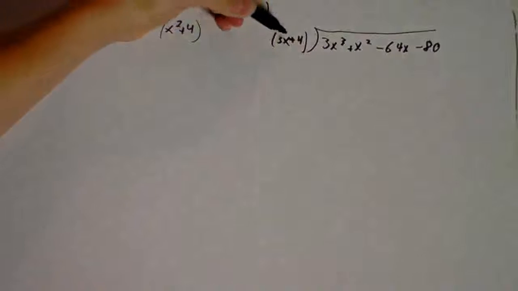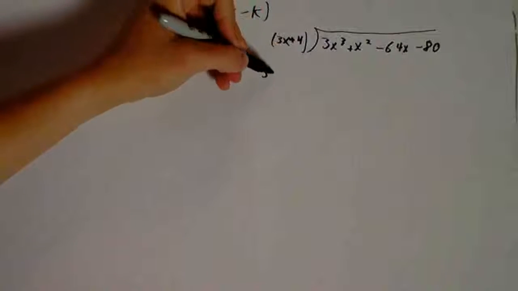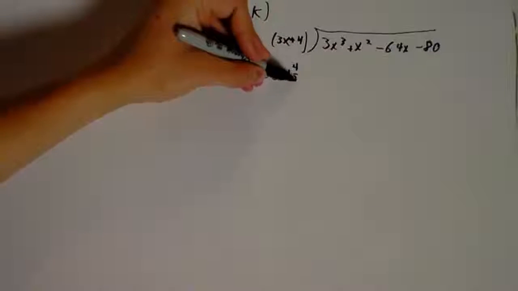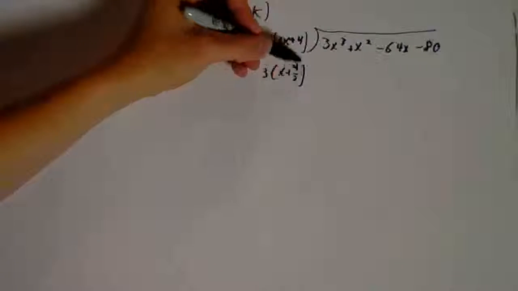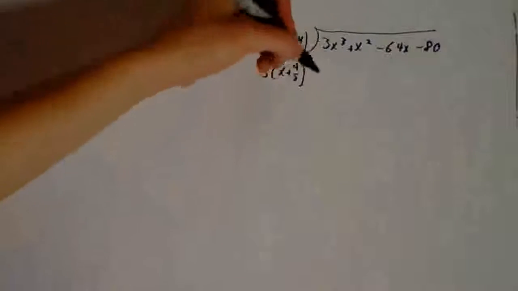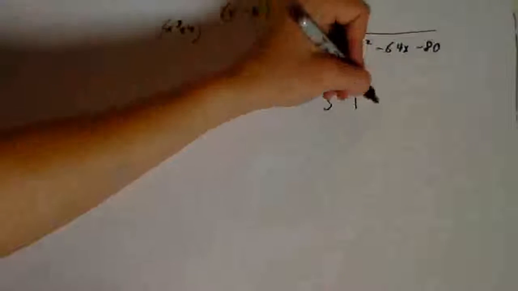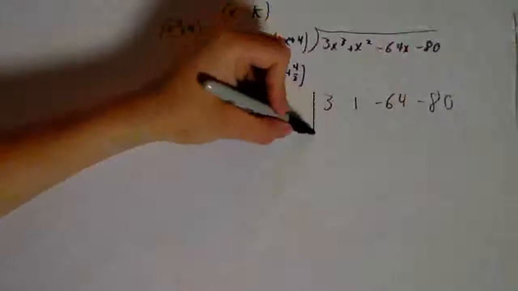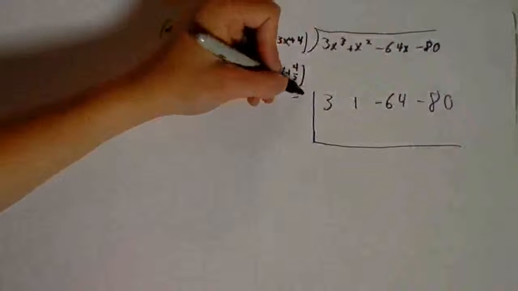What I'm going to have to do is rewrite this. So here's what I can do. I can factor 3 out and get 3 times x plus 4 over 3. And now I can make my k equal to negative 4/3, and then I can use synthetic division. So we've got 3 as our first coefficient, 1, negative 64, negative 80, and then our k is negative 4/3. This will be a little trickier, as you can imagine, but it's doable.